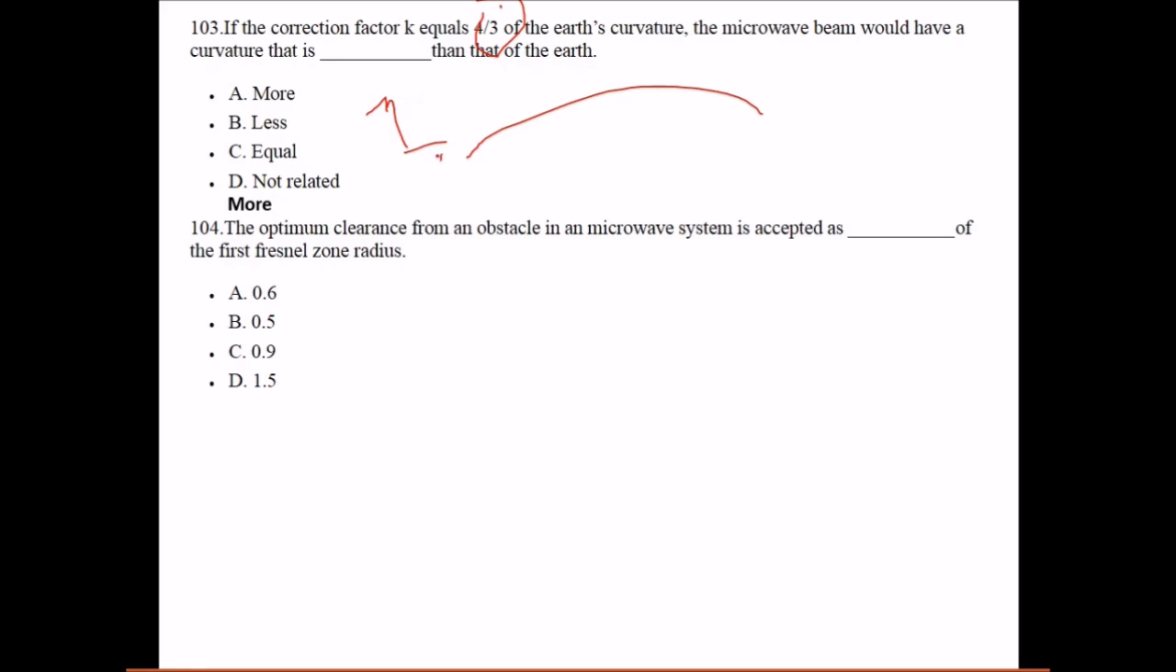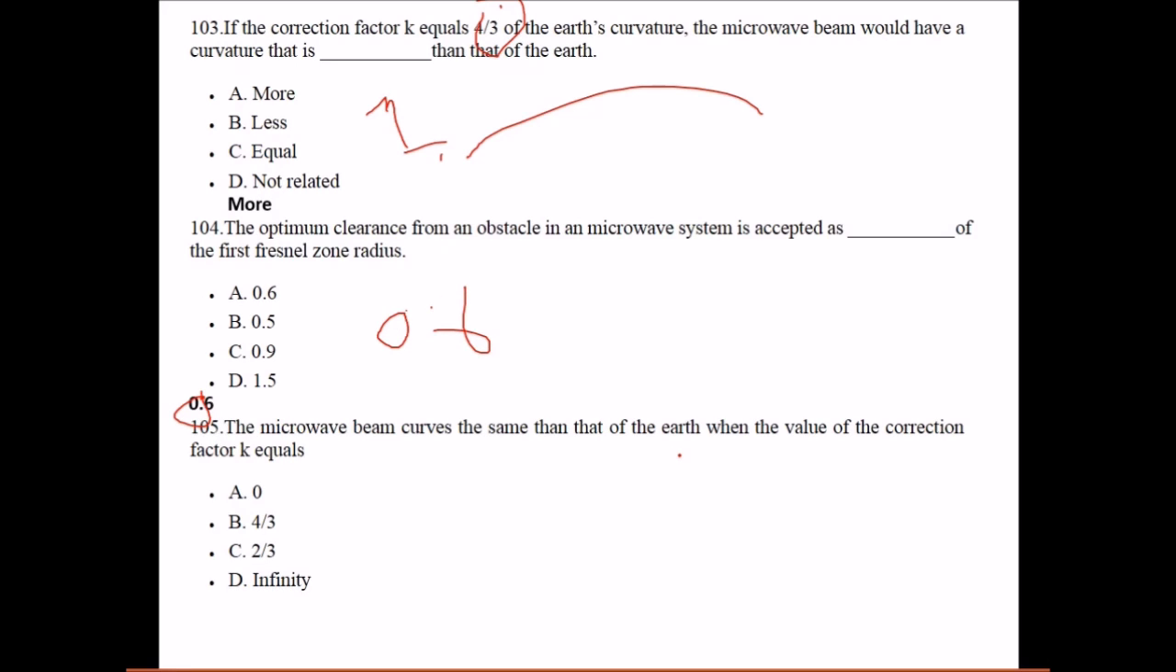If the correction factor K is 4/3, if you recall in the very first or second question, there the k is equal to 4/3 of the Earth curvature, the microwave beam would have a curvature that is what of the Earth? More than that of the Earth. Okay, if the correction is 4/3, because it is greater than 1, so it will always be greater than what is computed. So the optimal clearance for an obstacle in a microwave system is acceptable as a dash of the first Fresnel zone radius, 0.6 of the Fresnel zone radius.